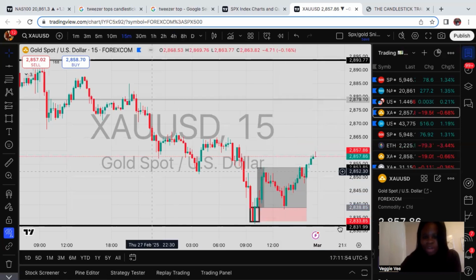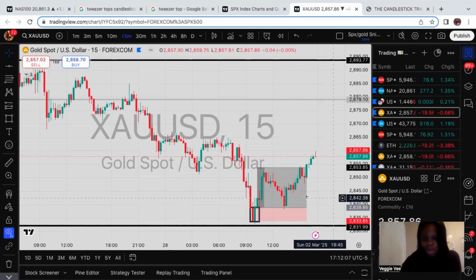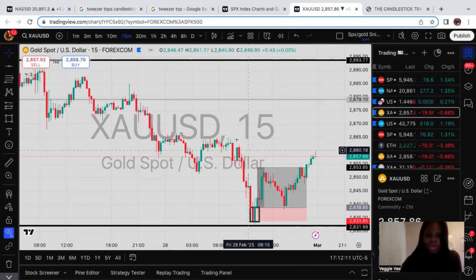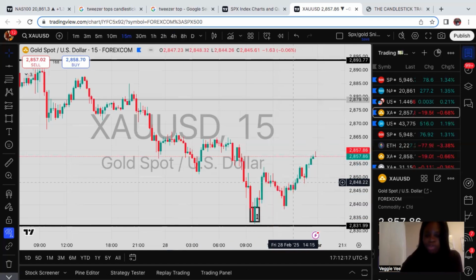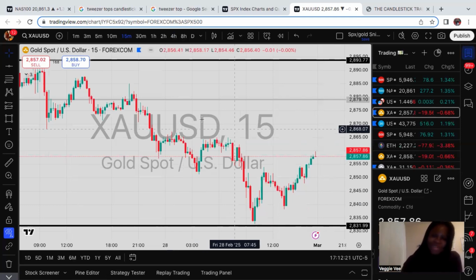So my stop loss would have been about here, and my take profit would have been right here. And it would have played out perfectly. And after it played out, it also gave you a retest right here of the exact same area. And then it pushed up. So that would have been your smooth sailing entry. And then let's look for a tweezer top as opposed to a tweezer bottom on gold. And then that'll be it for this video.